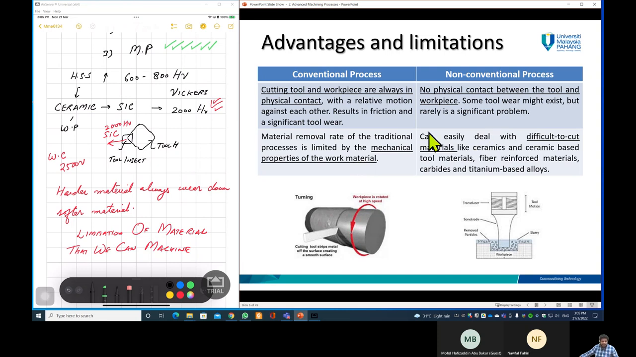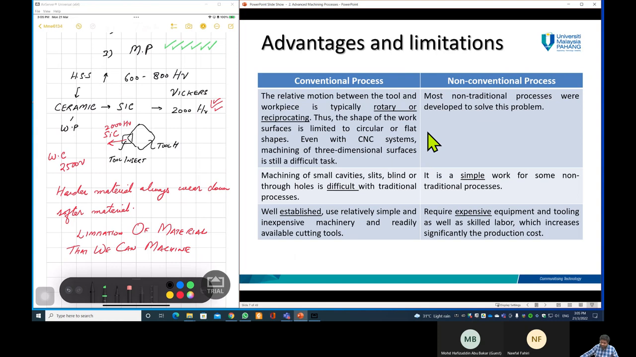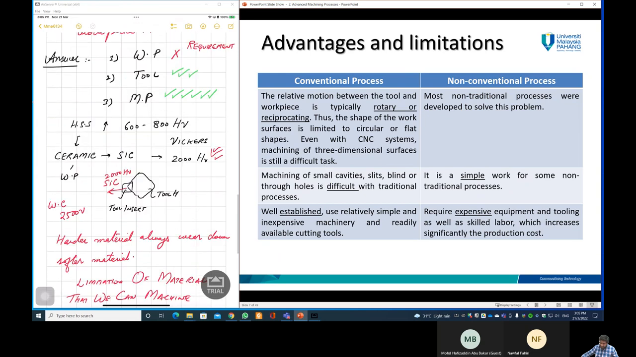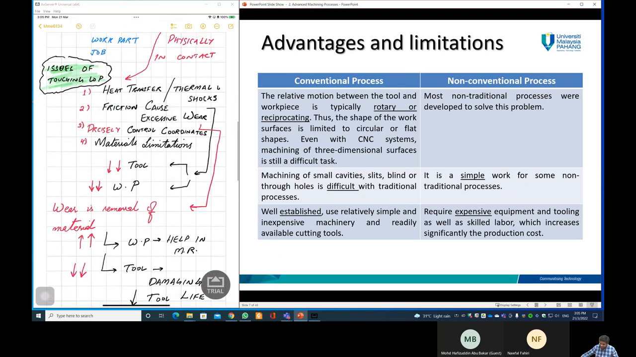So we move on to the next slide now. In conventional machining processes, the relative motion between the tool and workpiece is typically rotary or reciprocating. Thus, the shape of the work surface is limited to circular or flat shapes. Even with CNC system, machining of three-dimensional surface is a very difficult task. So another problem is geometry complexity. So number five, complex geometry we cannot machine.